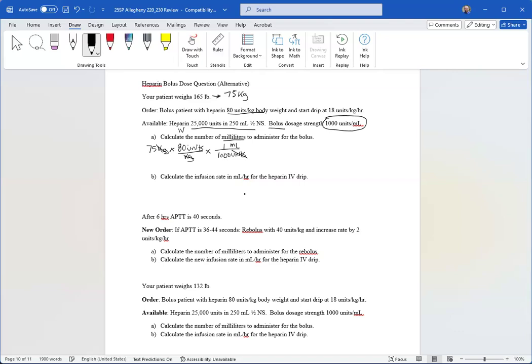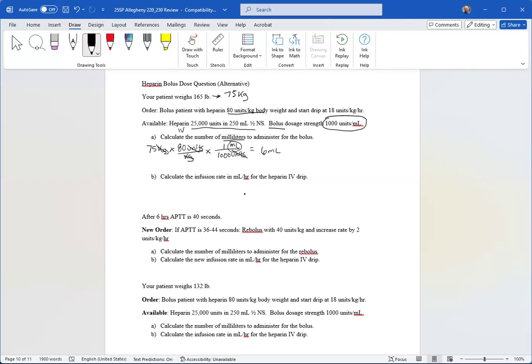So units are gone. I'm left in milliliters, and I know I've set everything up right before I've done any kind of calculation. And now I'm just going to multiply across the top, 75 times 80, divide by what's in the bottom, 1,000, and I get 6 milliliters. So my bolus dose is going to be 6 milliliters.